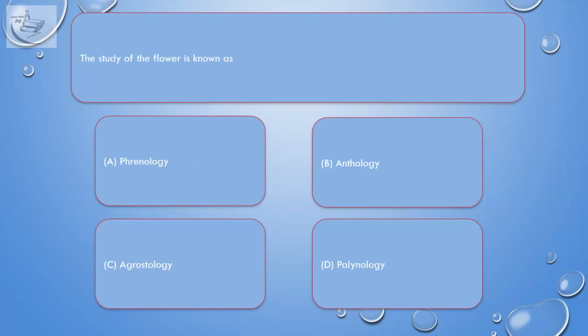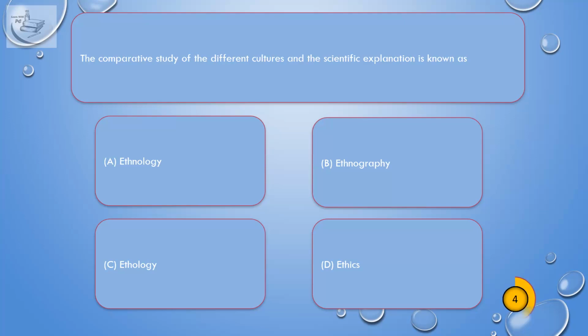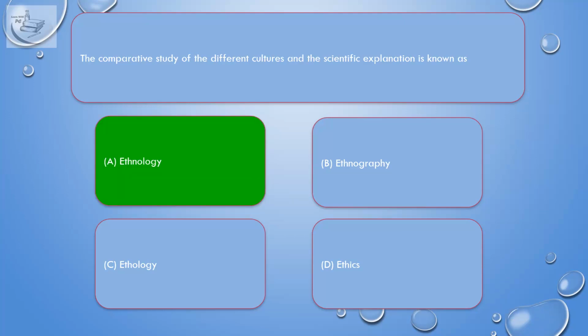Question: the study of the flower is known as A. Phrenology. B. Anthology. C. Agristology. D. Palynology. Correct answer is B. Anthology. Question: the comparative study of the different cultures and the scientific explanation is known as A. Ethnology. B. Ethnography. C. Ethology. D. Ethics. Correct answer is A. Ethnology.